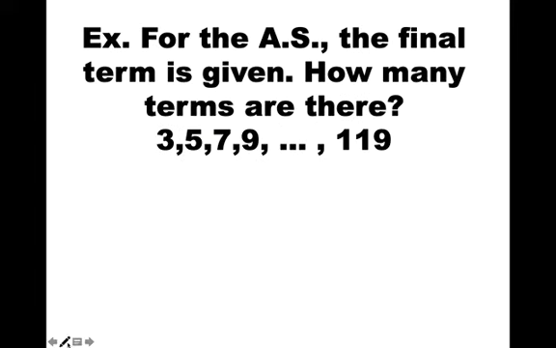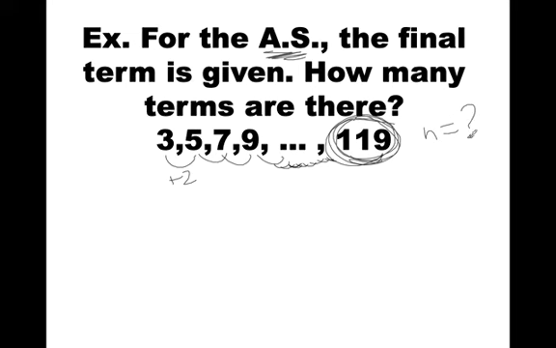Now, here's another little twist on this general term formula that comes in handy. For an arithmetic sequence, the final term is given. How many terms are there? In this sequence, we start at 3, we go to 5, then 7, then 9. It's pretty easy to see we're adding 2. And then we have a whole pile of jumps in here, and then we end up at 119. So we know un, we know the last term. The question is, what is n? How many numbers do I have in my entire sequence?